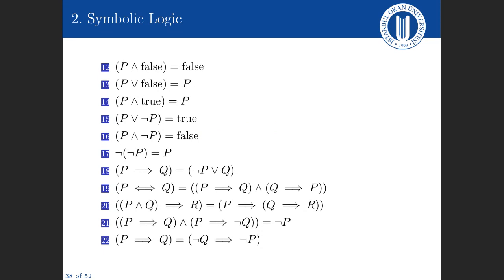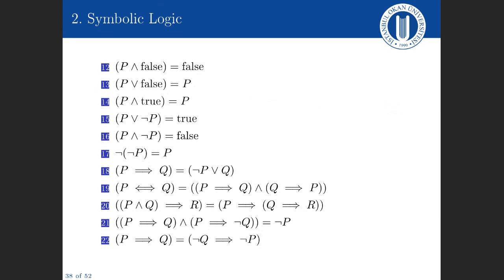Not not P is equal to P. Again, I think that makes sense. Similar to minus numbers. Let me write that again. Minus minus 7, we know is equal to 7. Likewise, not not P is equal to P. The opposite of the opposite of P is P.